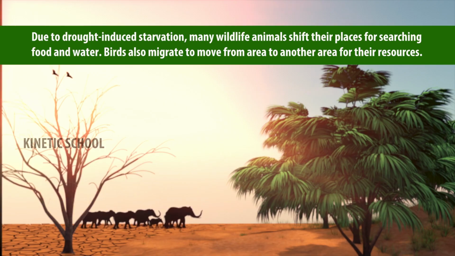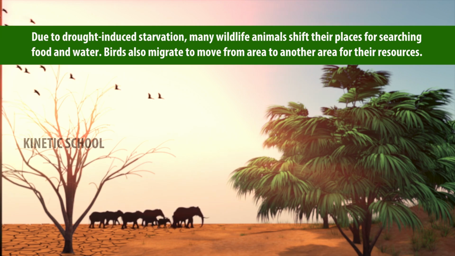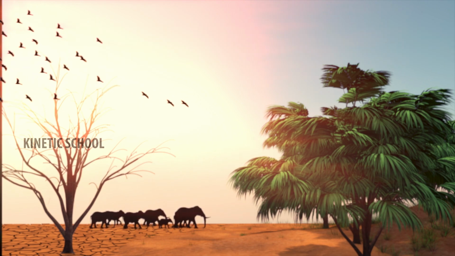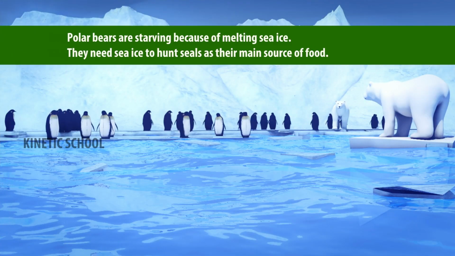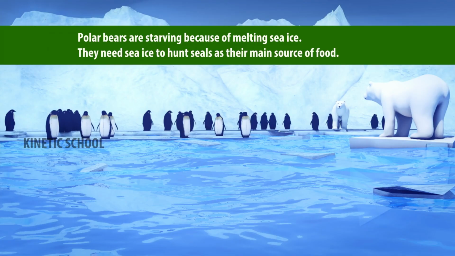Due to drought-induced starvation, many wild animals shift their places to search for food and water. Birds also migrate from one area to another for their resources. Polar bears are starving because of melting sea ice. They need sea ice to hunt seals as their main source of food.